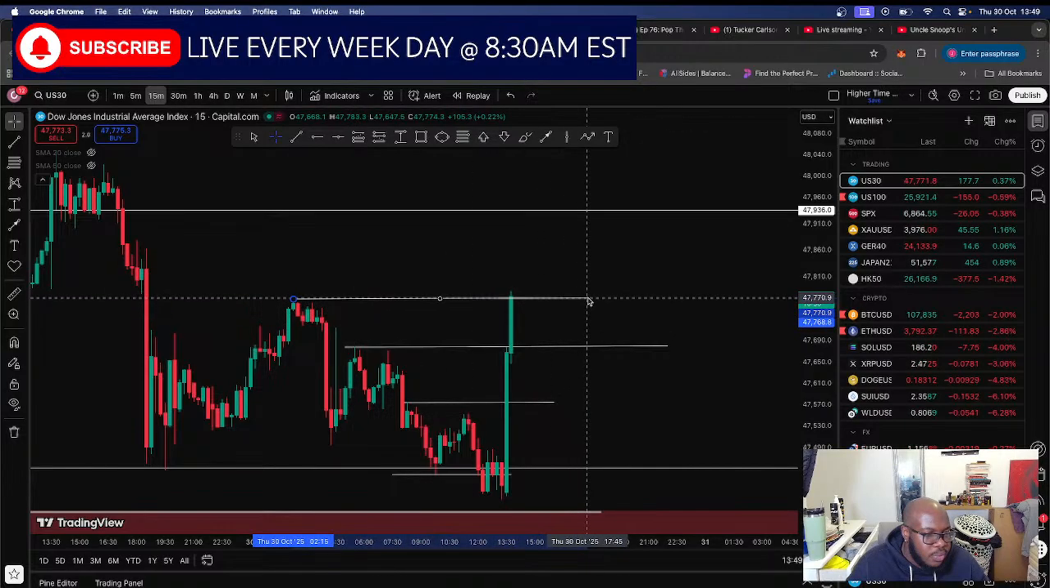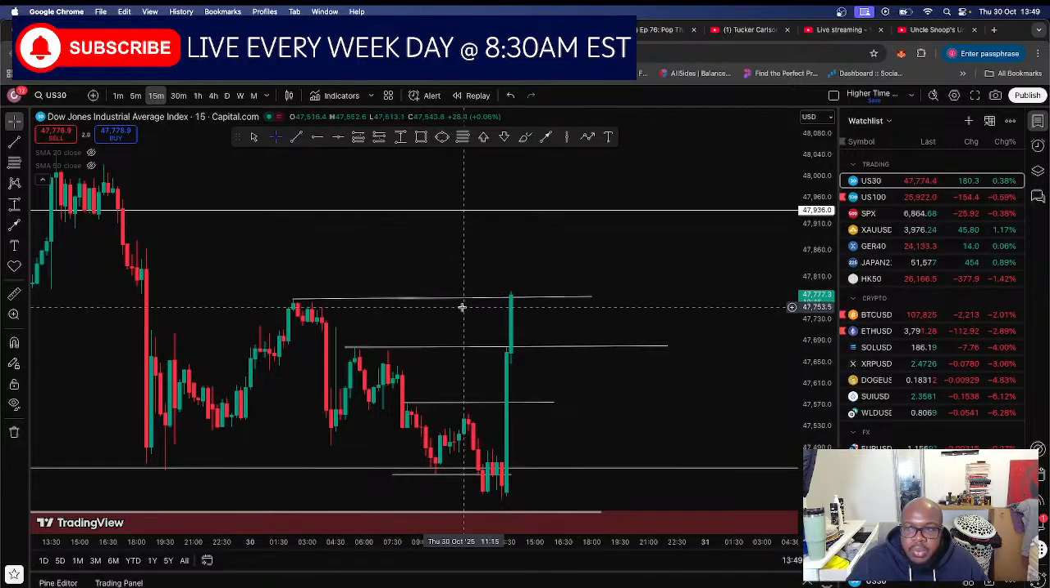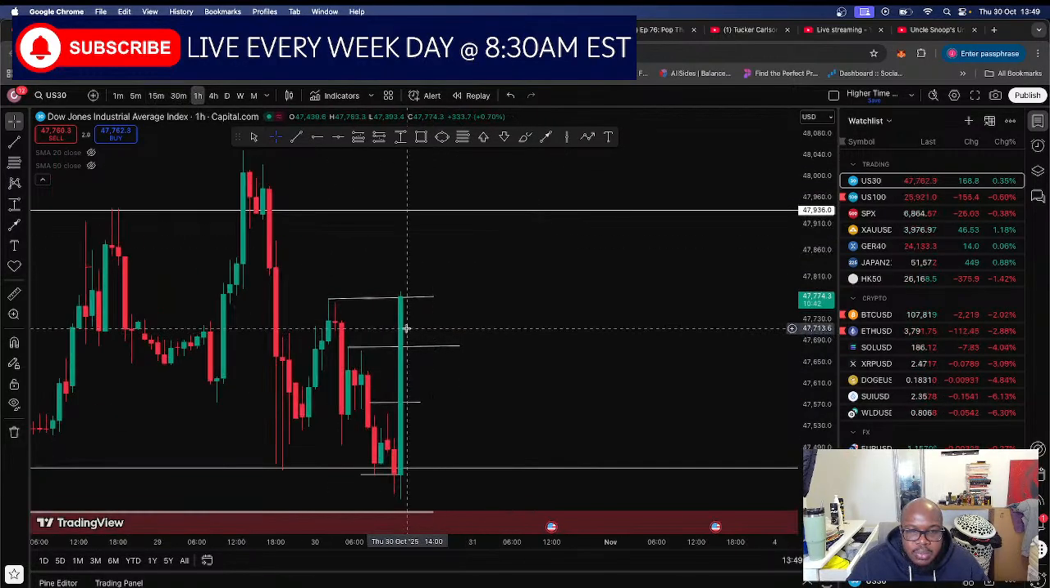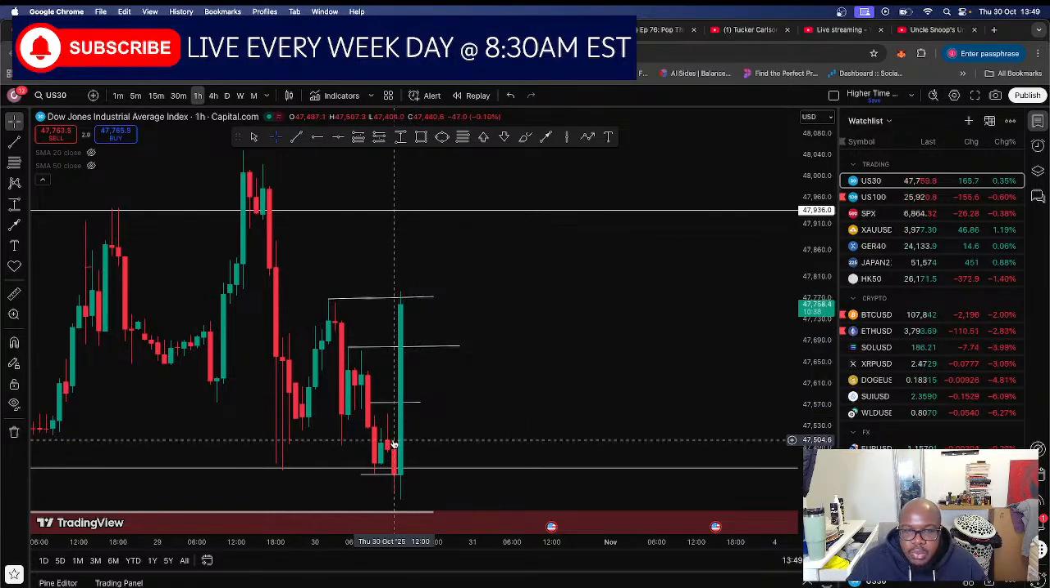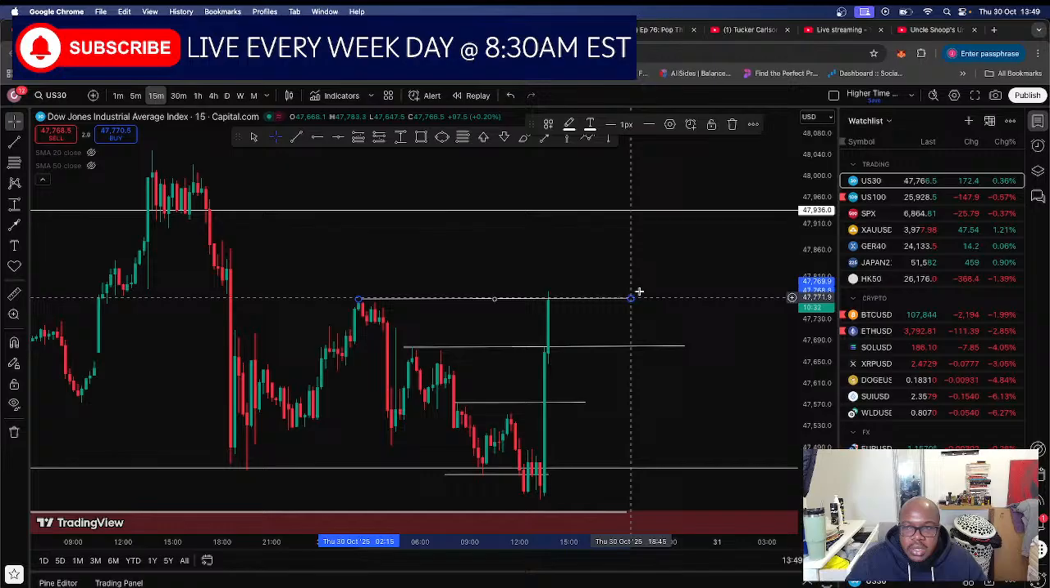So now we've already swept all our levels. So now what we want to wait and see is whether or not the hourly chart does manage to close above here, and for it to not, it has to drop about 250 points. That's really unlikely. It's not impossible, but I would say it's unlikely.